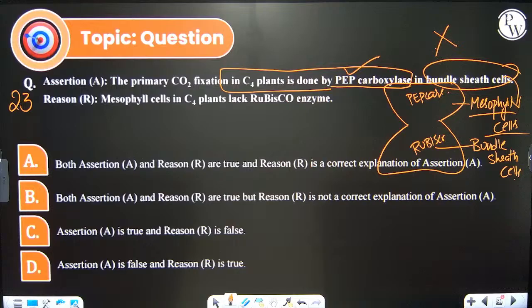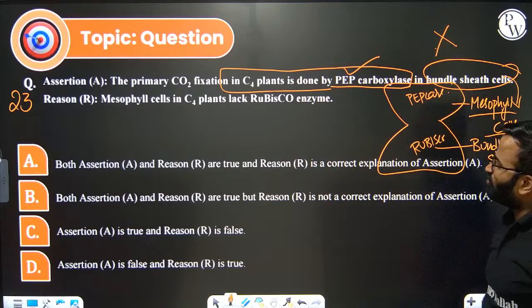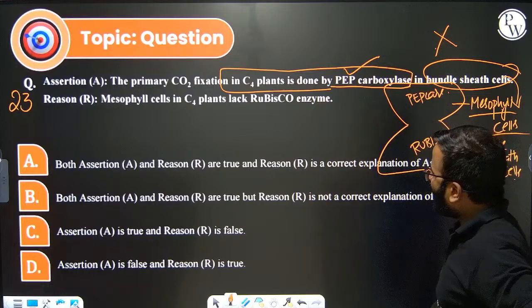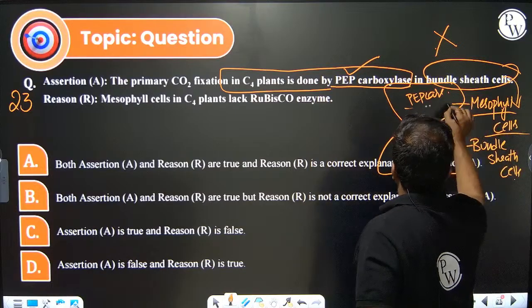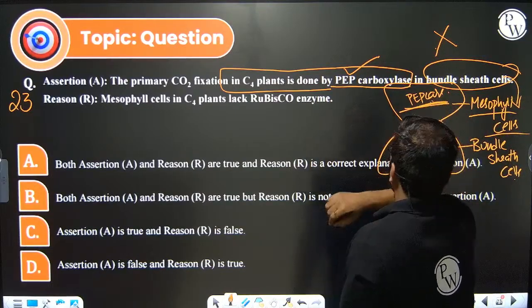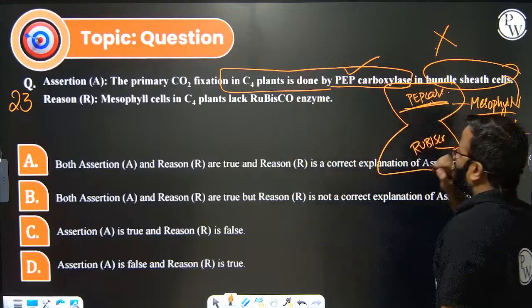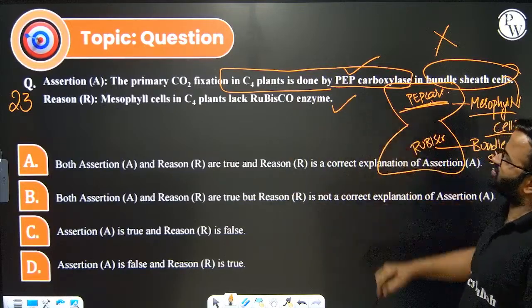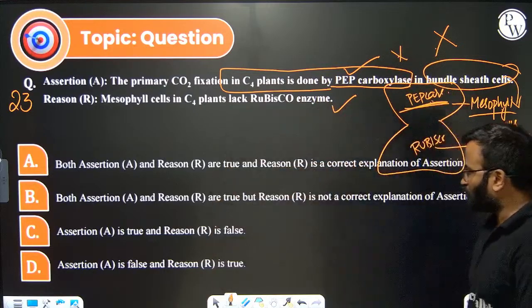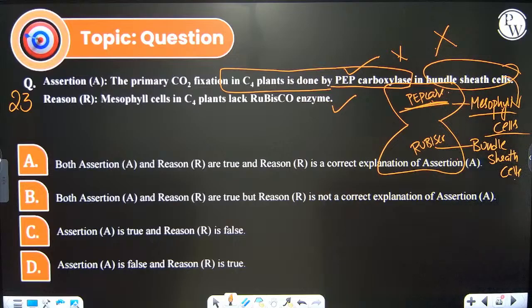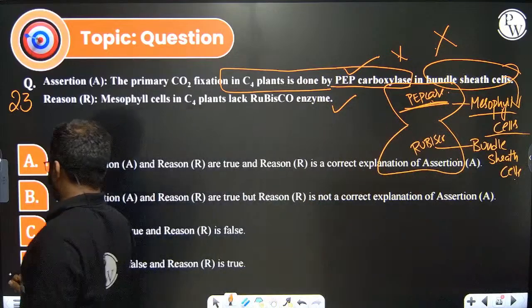Okay, let's see the reason. As a statement: mesophyll cells in C4 plants lack rubisco enzyme. Yes, what is present there? PEPcase. Okay, where is rubisco present? In bundle sheath cells. So this is true as a statement. So the assertion is false, the reason is true. So what will be our answer for the 23rd question? It will be D. D.